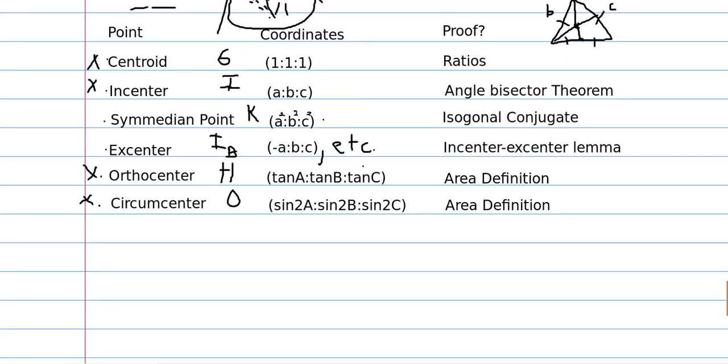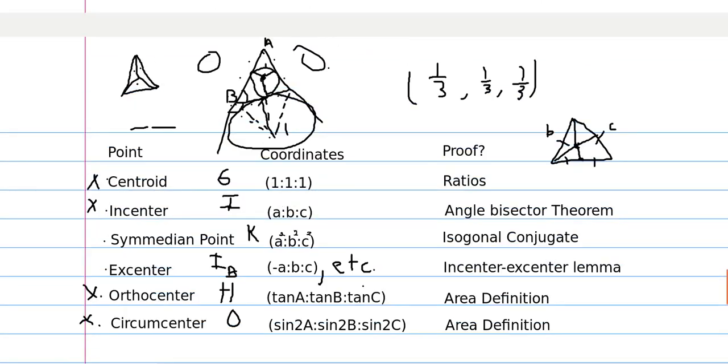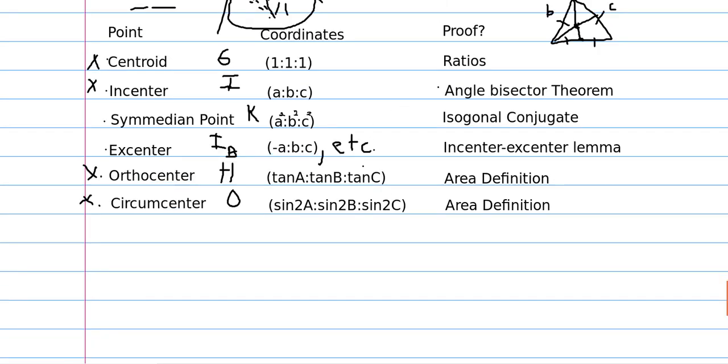Next is the symmedian point, which, like I said, is something I didn't even know when I started learning about barycentric coordinates. The symmedian is defined as the reflection of a median over an angle bisector. So it has a pretty weird definition, but it also has a very straightforward one. It's just a squared colon b squared colon c squared.